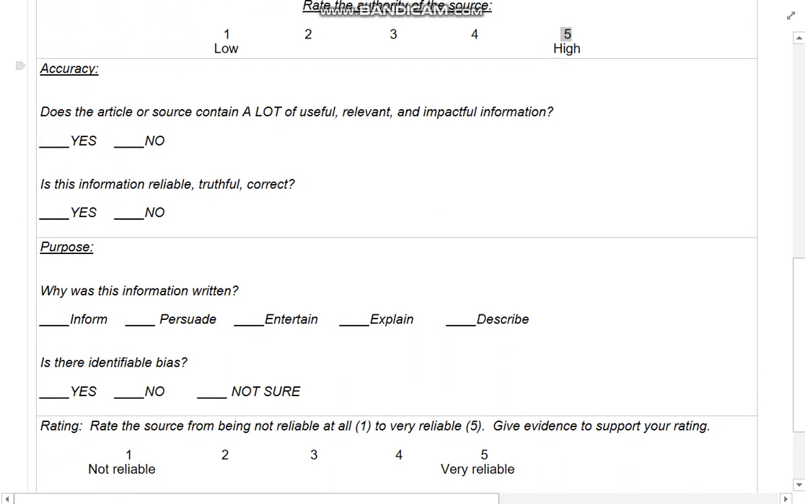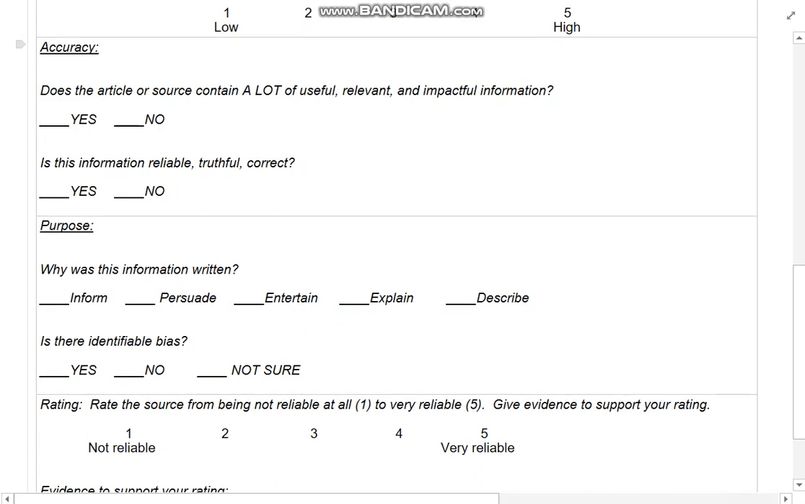As we move down to accuracy, again, many more mini lessons to come here. This is just to get a general gist. First, does the article or source contain a lot of useful, relevant, and impactful information? This is essential, guys, because obviously if there is not evidence to support the claims in the article, it's not going to be terribly accurate. Additionally, is this information reliable, truthful, correct? We're going to talk about how to sort that out soon.